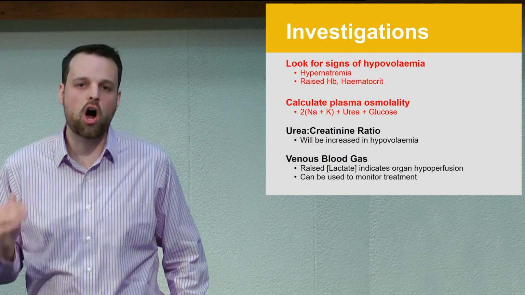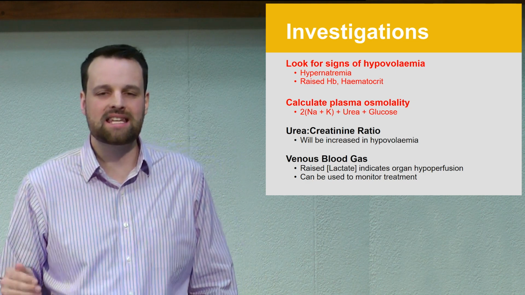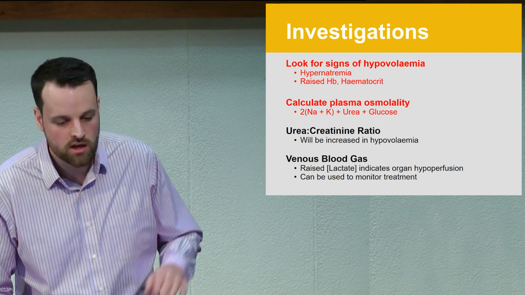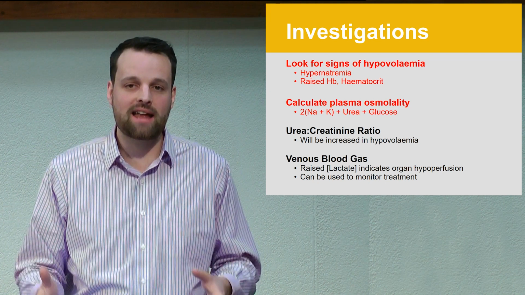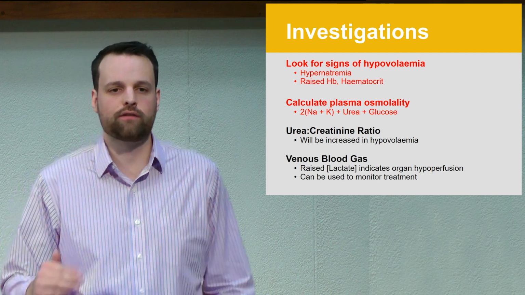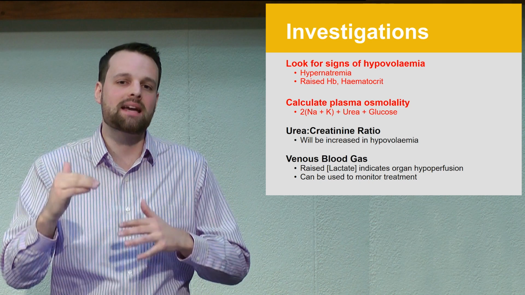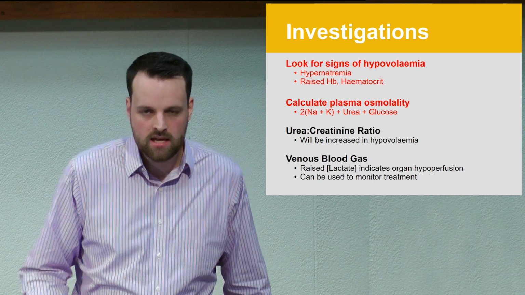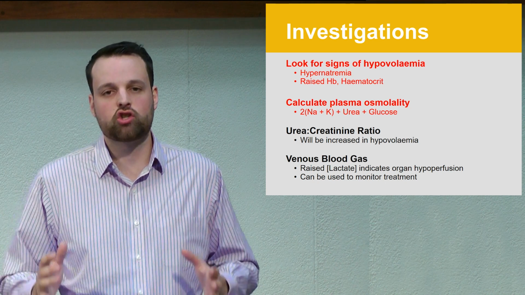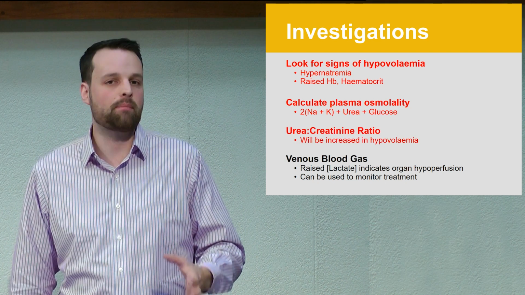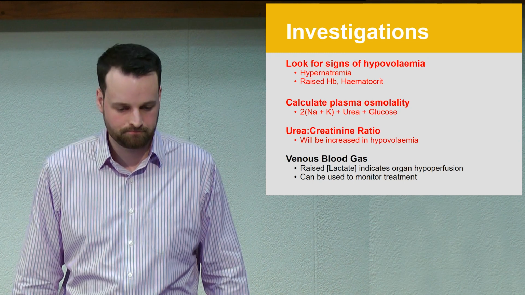We're going to move on to talk about hypovolemia now, and what tests might help you confirm the presence of hypovolemia. You might remember that creatinine is used to estimate a GFR, and also we look for a rise in creatinine above a patient's baseline to confirm the presence of an acute kidney injury. But I want to introduce you to the urea and creatinine ratio, because this is a really useful test for confirming that a patient might have hypovolemia.